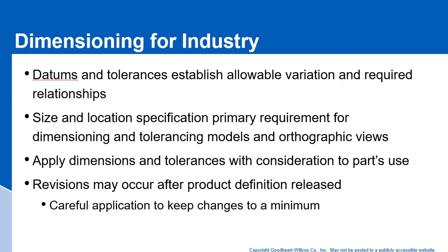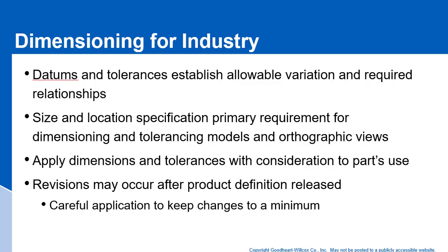A couple more slides here. Dimensions for industry. Datums and tolerances establish allowable variation and required relationships. Size and location specifications are the primary requirement for dimensioning and tolerancing models and orthographic views. We apply dimensions and tolerances with consideration to the part's use. We've talked about this before in this class, where you always have to be mindful of how the part is used, and you have to calculate what your tolerances are, or else you won't get what you need.